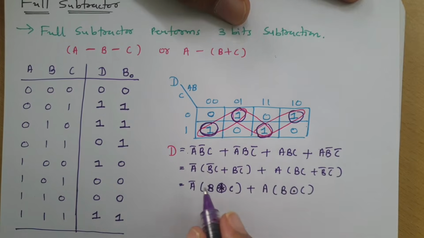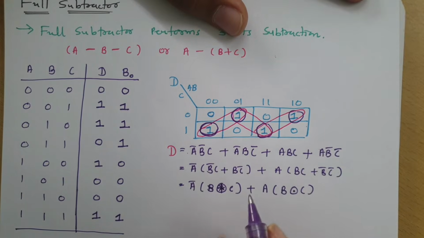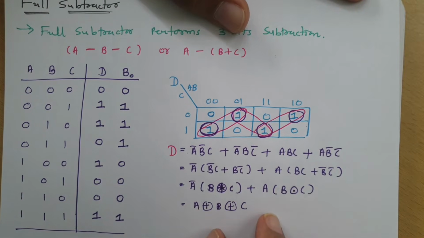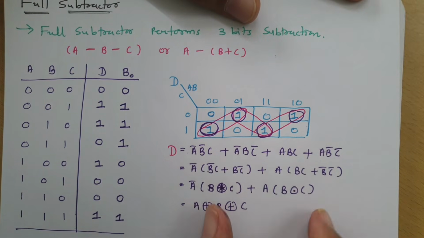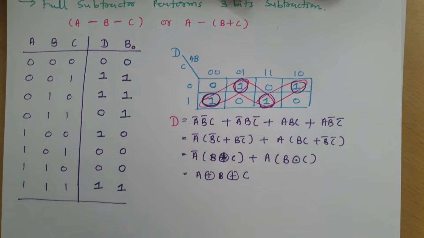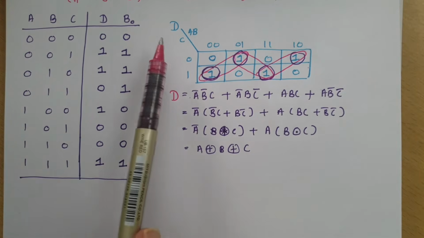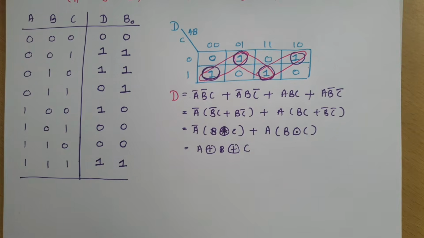And again you can see the complemented versions are there with each other. So this is A XOR B XOR C. Directly we can say it is A XOR B XOR C, but by having this proof we can make it. Now let us find borrow.